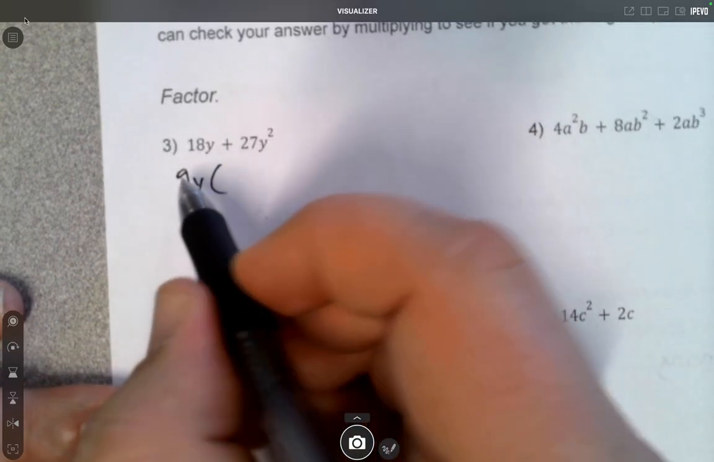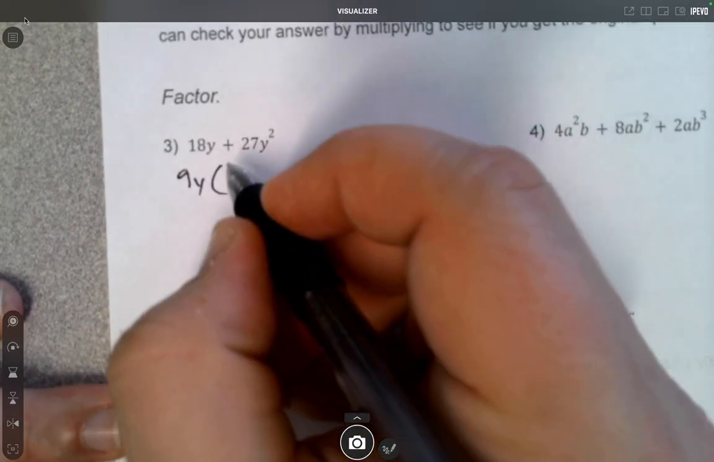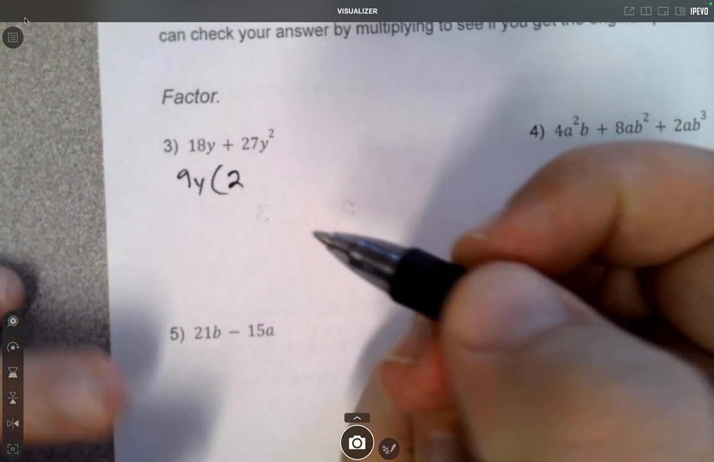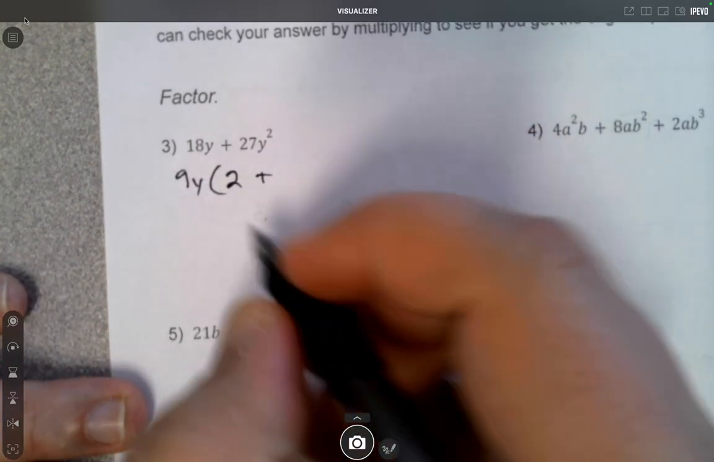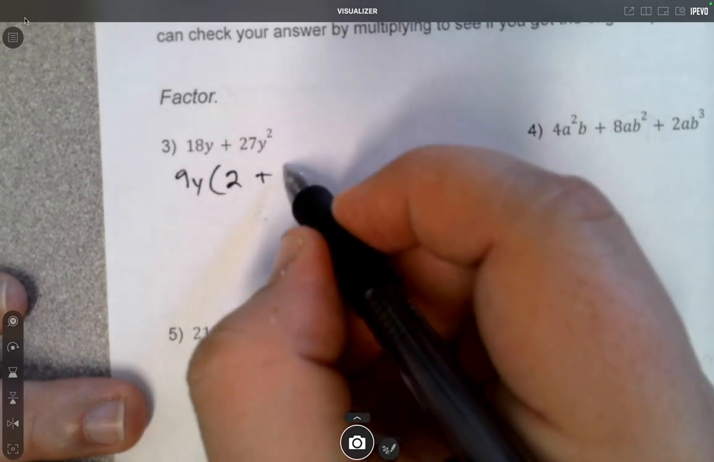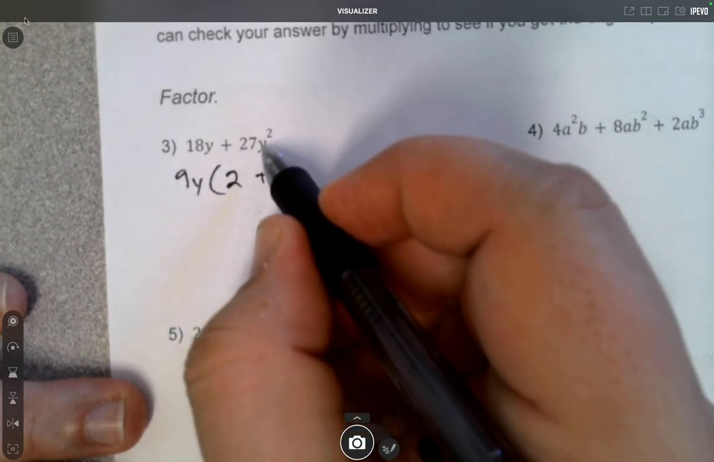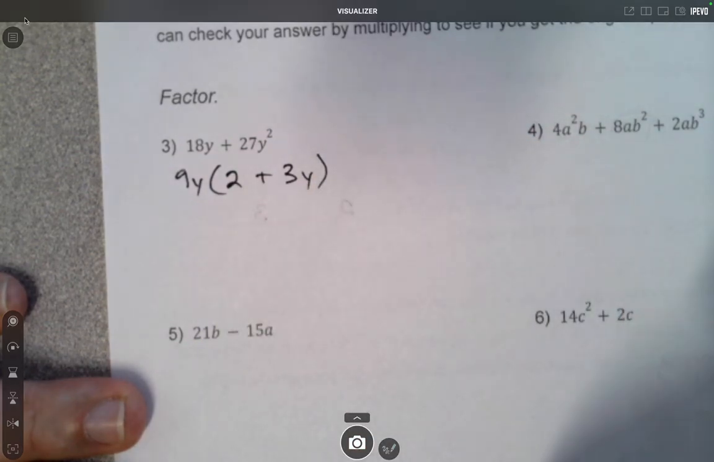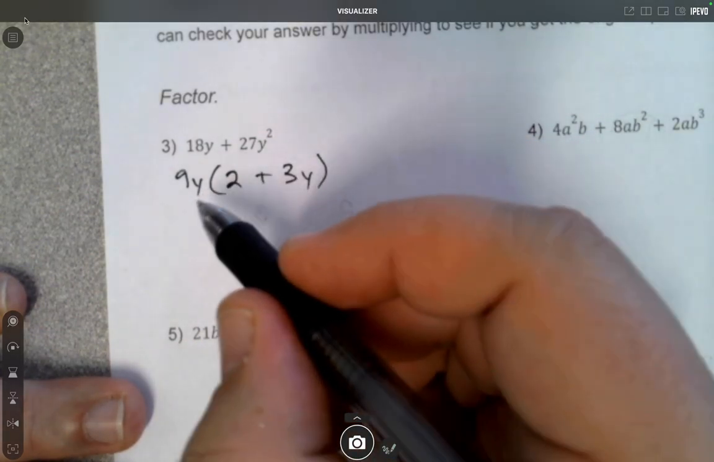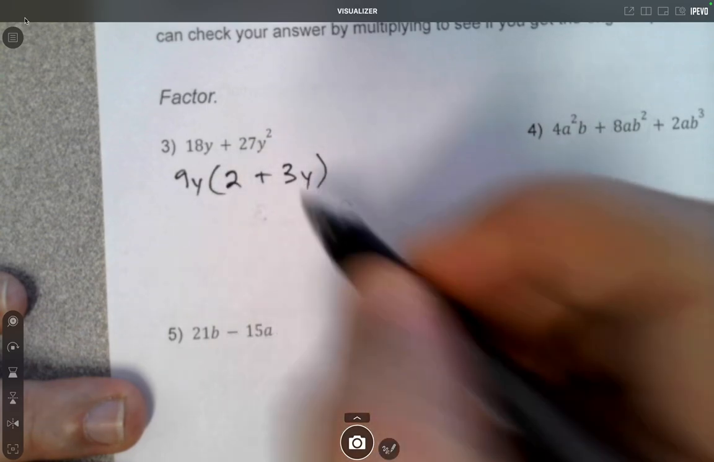Then 18 divided by 9 is 2. Y divided by y is 1, so I don't have to put anything there, because 2 times 1 is 2. 27 divided by 9 is 3. Y squared divided by y is y to the first power, so it just gives us y.